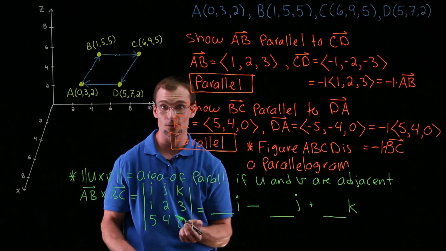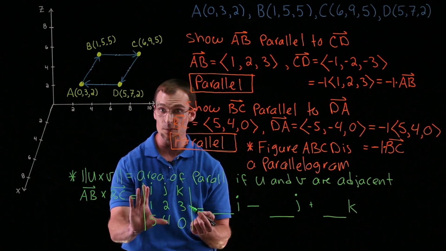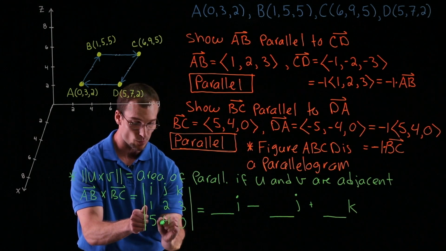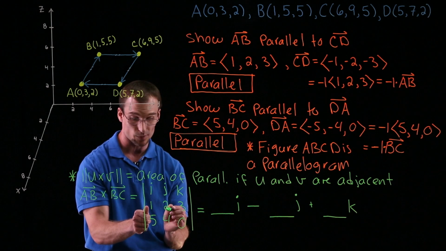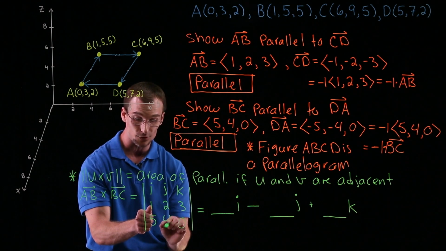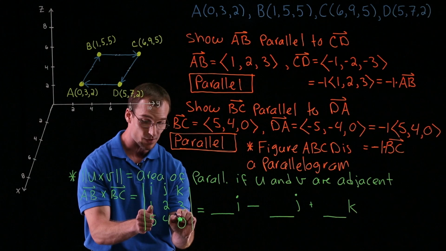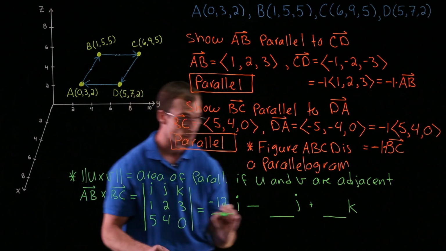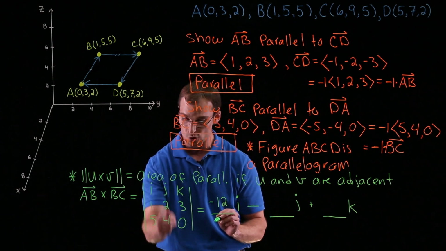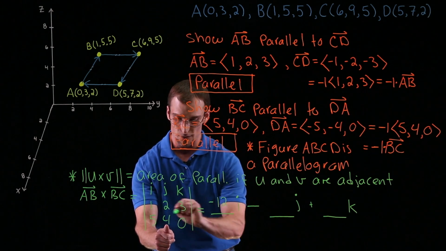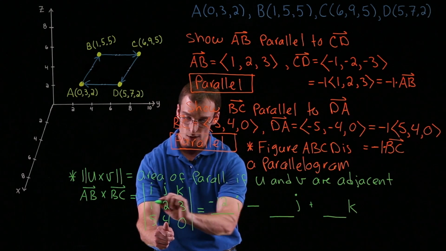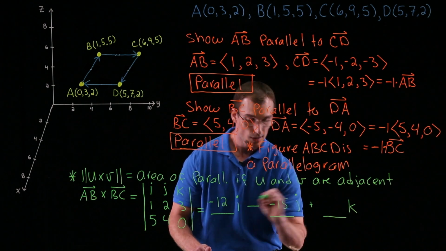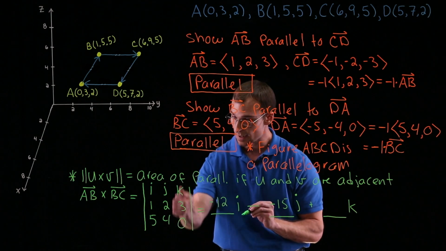Okay, so the coefficient in front of i, how we find that is by breaking down this matrix into a smaller determinant. So we're going to cover up the column with i and look at this smaller 2 by 2 matrix and multiply by the diagonals and subtract each other. So 2 times 0 is 0 minus 4 times 3 gives us negative 12. And for the next one with j, we cover up the j column and think of 1, 3, 5, and 0. Take the product down the diagonal. 1 times 0 is 0 minus 5 times 3 is negative 15.